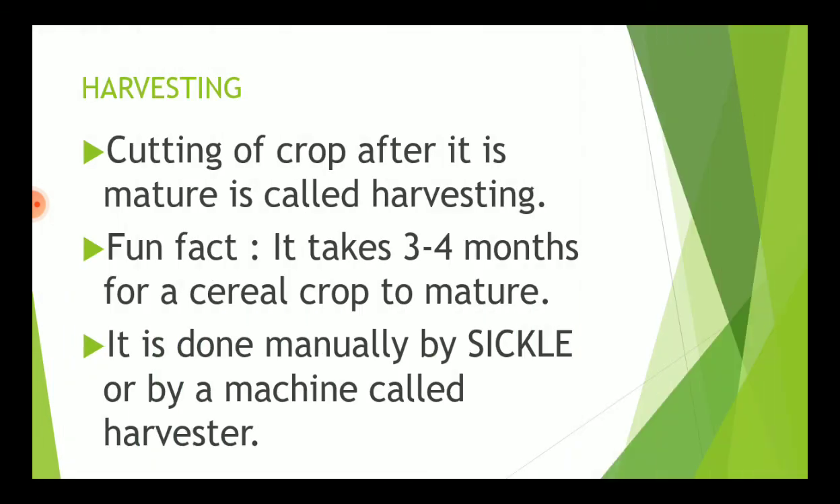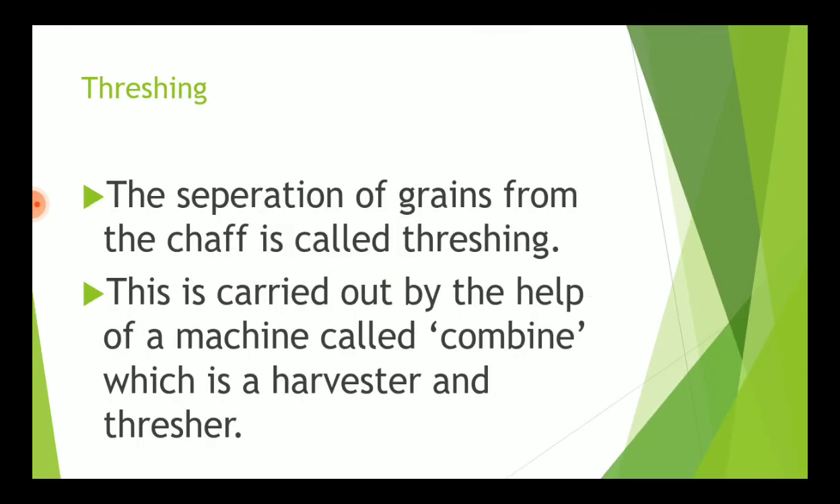Harvesting. Cutting of crop after it is mature is called harvesting. It takes 3 to 4 months for a cereal crop to mature. It is done manually by sickle or by a machine called harvester. The separation of grains from the chaff is called threshing. This is carried out with the help of a machine called combine, which is a harvester and thresher.